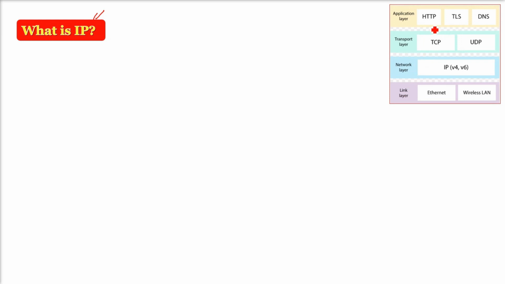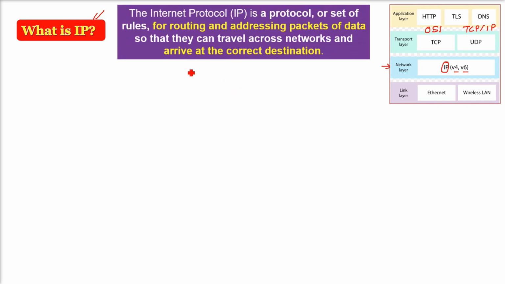Before going to IPv4 and v6, what is IP? What is Internet Protocol? If you are aware of the ISO OSI layer scheme or TCP/IP, the network layer has IP, Internet Protocol. It has two versions right now, v4 and v6.